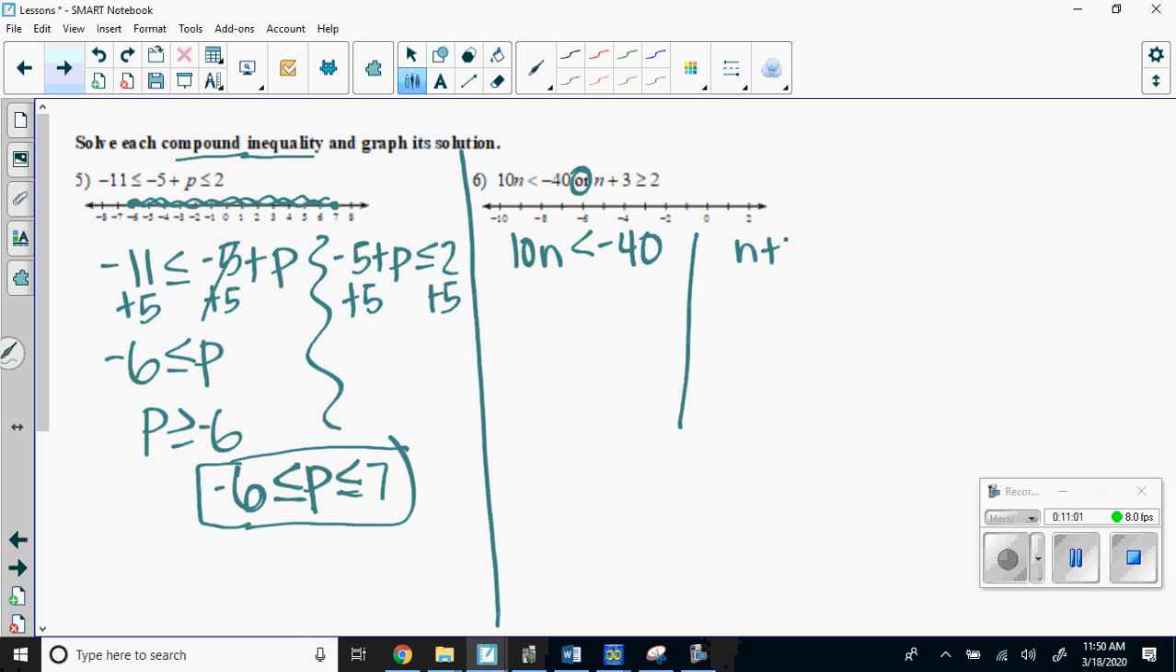This one's already split up for us by this or sign. So we have 2 inequalities to solve in one problem. They're nice inequalities though. First one, you get to divide by 10. So n is smaller than negative 4. This one we get to subtract 3. N is less than or equal to negative 1.